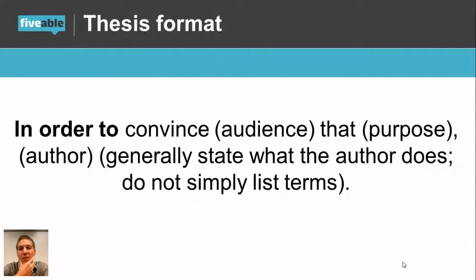Let's read it. In order to convince the audience, again, you're being precise there, that purpose, again, you're being precise there. Use the author's last name. When I say author, that's just the formal way to write. And then generally state what the author does, not simply listing ethos, diction, and syntax. Like, we're not doing that. We're looking for the bigger trend. Again, I'll show you some examples here in a minute.